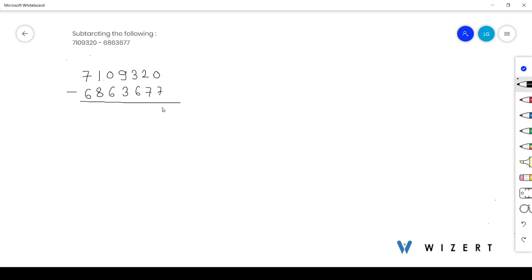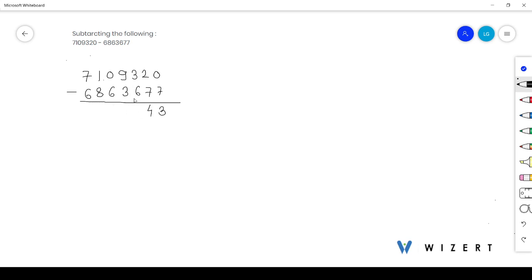So that 0 will convert it to 10 and 2 will convert it to 1. 10 minus 7 is 3. Again 1 minus 7 is not possible, so we borrowed from this 3. So that 3 will convert it to 2 and that 1 will convert it to 11. So 11 minus 7 is 4.